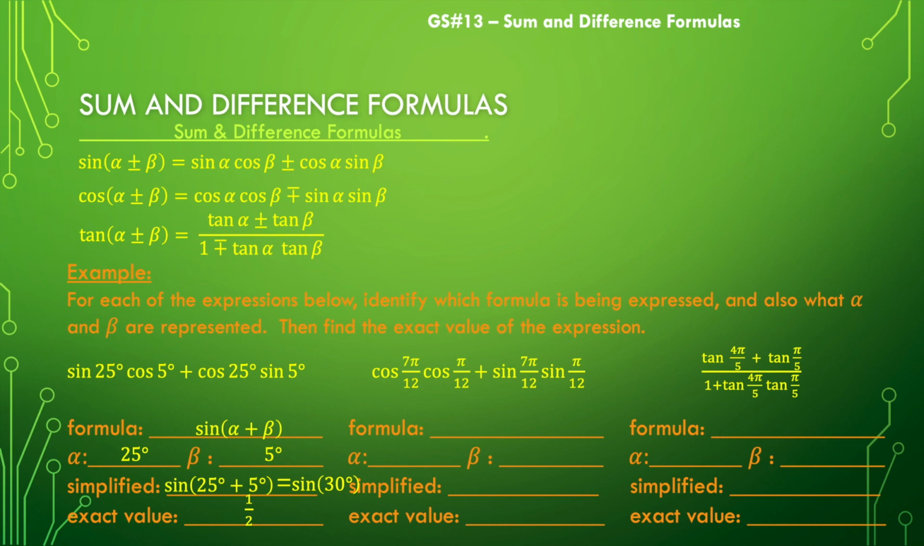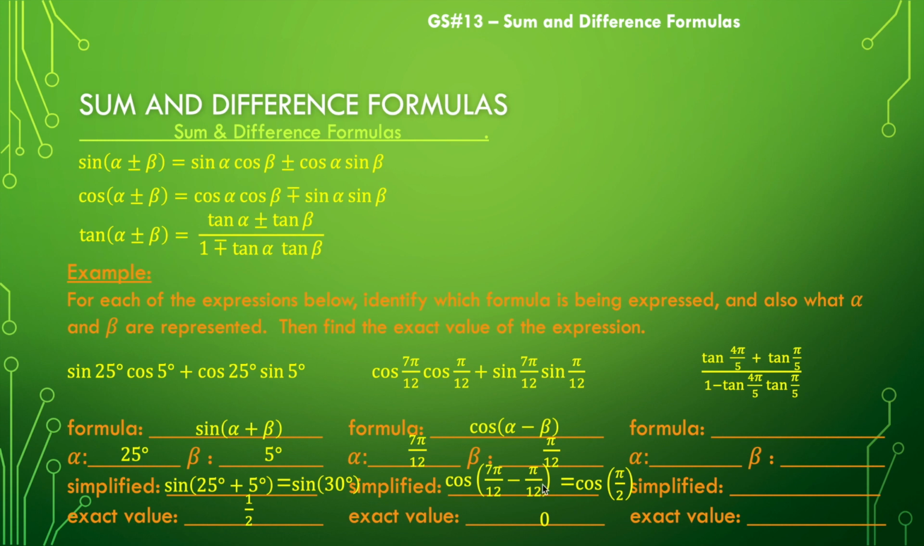All right, so for this next one, we can see that this is a cosine cosine plus sine sine. Well, that looks like a cosine, right? But if I have a plus here in between, that means this is a cosine of a difference. So this is really the cosine of alpha minus beta, where alpha is 7 pi over 12 and beta is pi over 12. So really this is the cosine of 7 pi over 12 minus pi over 12, which we know to be the cosine of 6 pi over 12 or pi over 2. And we know the cosine of pi over 2 is 0.